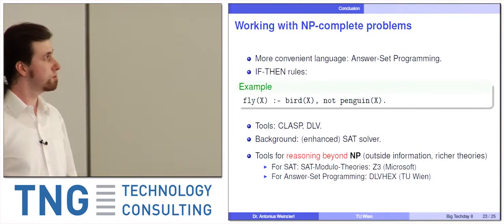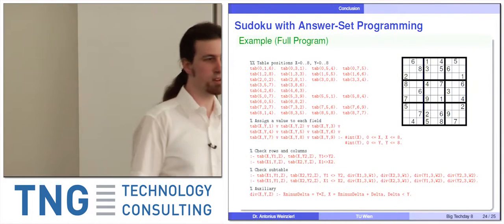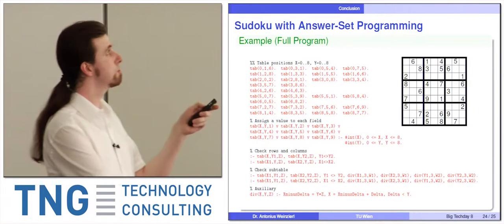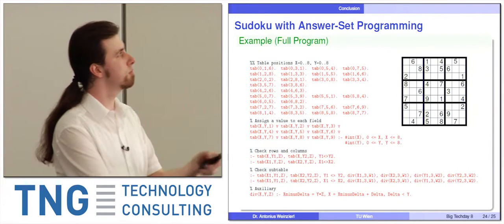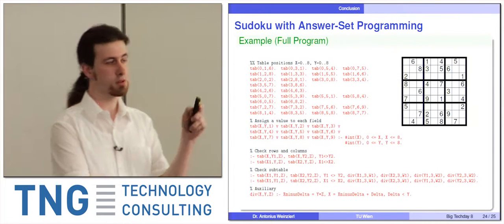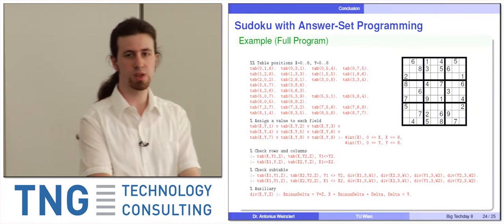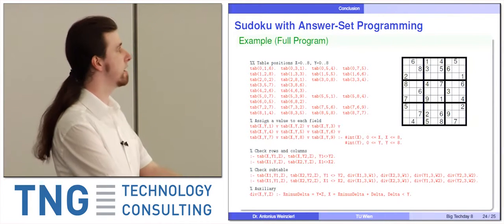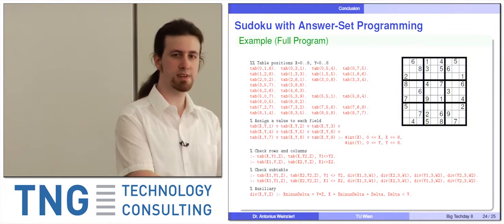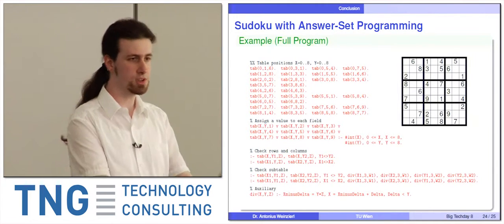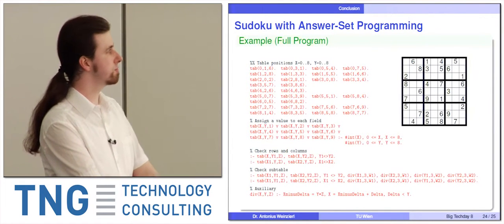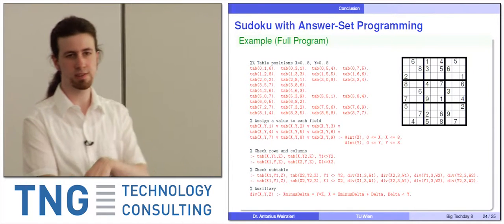And to show you the power of this, I would like to show you how you do Sudoku. So you know Sudoku, you have those tables where in each position you have to put some number between 1 and 9, and you have some conditions like in every column there is each number exactly once, in every row there is each number exactly once, and in every one of those 3 times 3 subtables each number occurs exactly once.